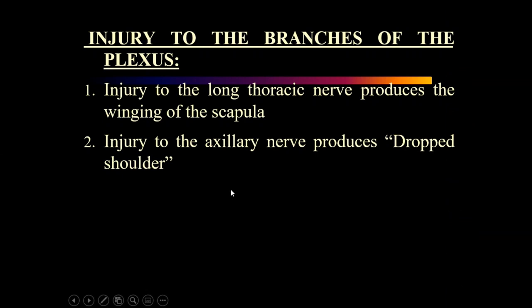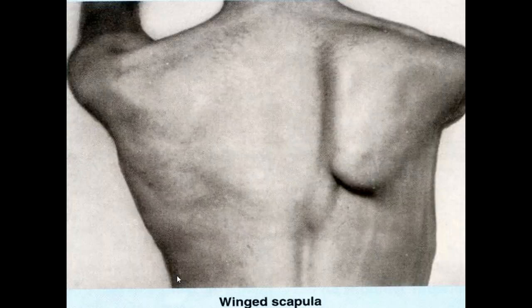The branches may also be injured. Injury to the long thoracic nerve produces the winging of the scapula. Injury to the axillary nerve produces dropped shoulder. So there are so many types of injuries and compression to the brachial plexus. We have seen the important injuries. Now this is the winged scapula, so that borders of the scapula are visible on this side.